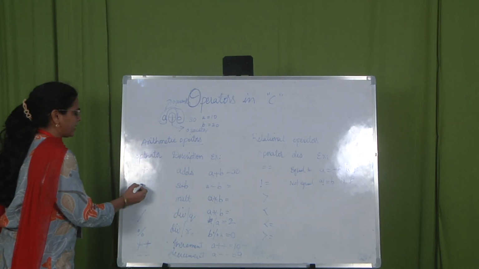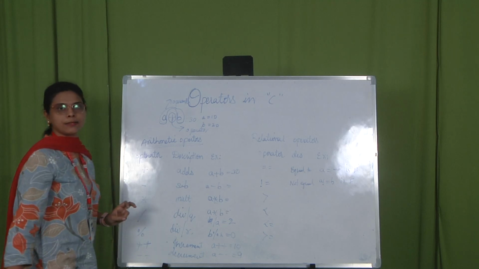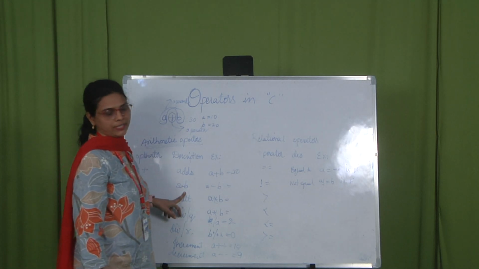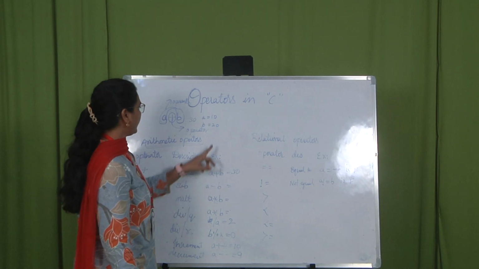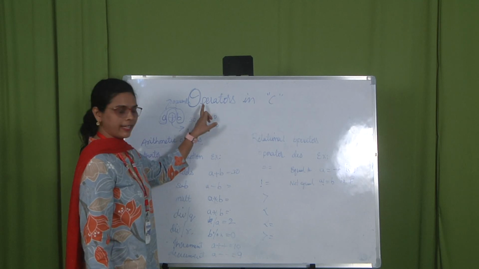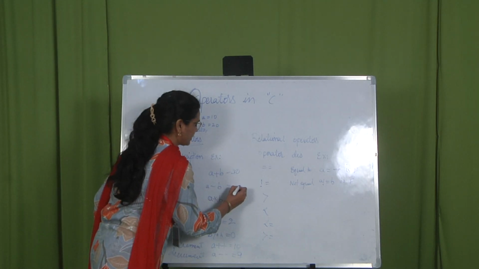Now let us move to the second symbol, the subtraction symbol. This is minus, as you all know, and it is used for subtraction. When A is 10 and B is 20, since B is greater than A, you will get a value of minus 10.